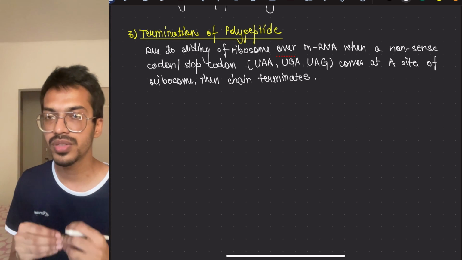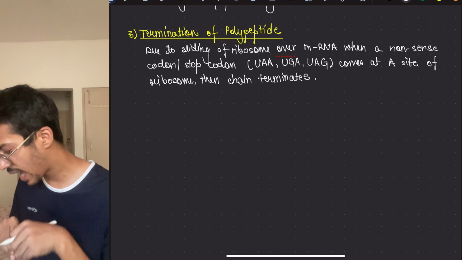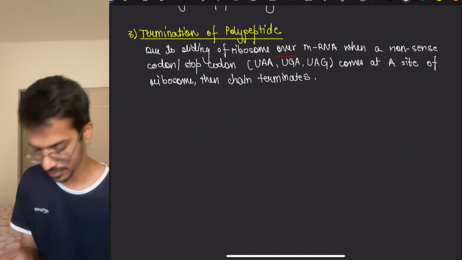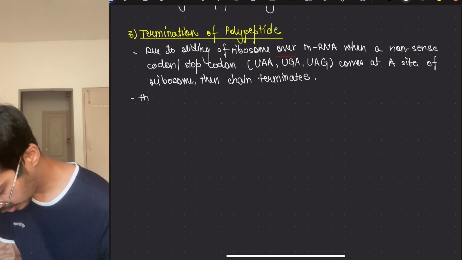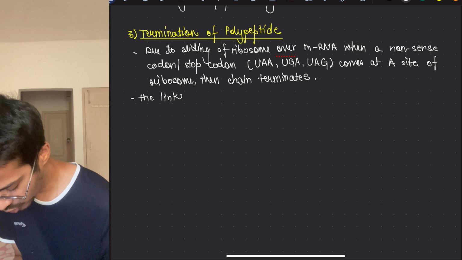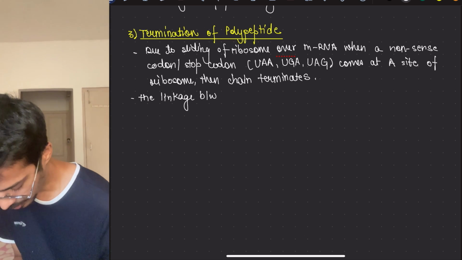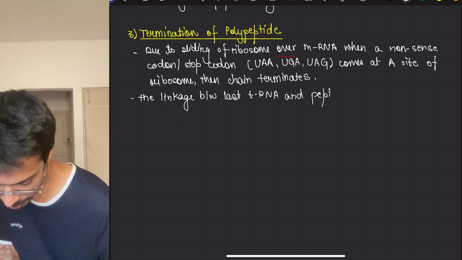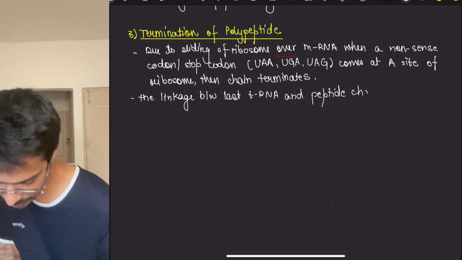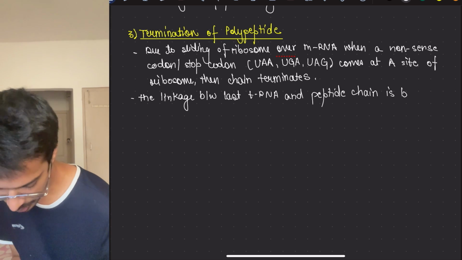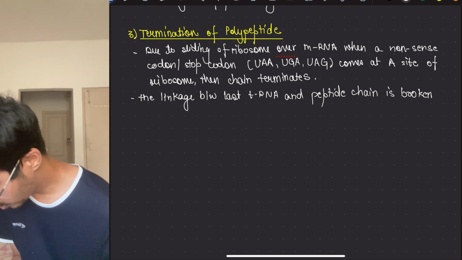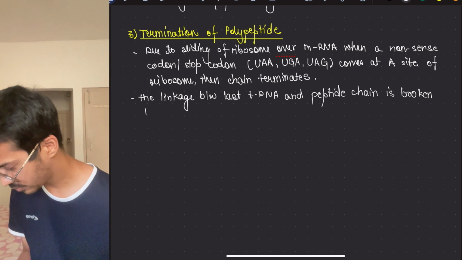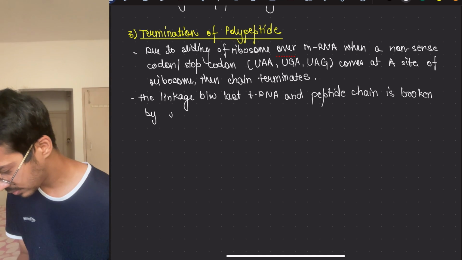And the linkage between the last tRNA and the polypeptide chain is broken. The linkage between last tRNA and peptide chain is broken by releasing factors.